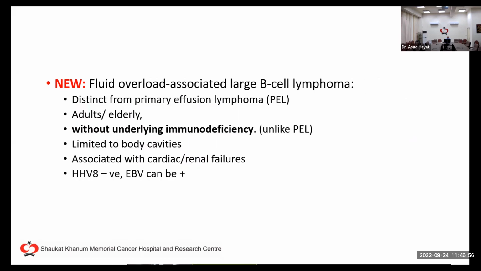So the other new entity is something that again requires the clinical input, fluid overload associated large B-cell lymphoma. So we already had primary effusion lymphoma that was more in the setting of immune suppression. So this is without an underlying immunodeficiency. And again, it's limited to body cavities. It may be associated with cardiac or renal failure. And unlike primary effusion lymphoma, which was characterized as being HHV-8 positive, this one is HHV-8 negative, although some cases can be positive for Epstein-Barr virus.